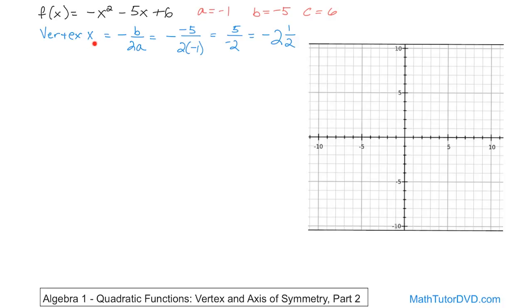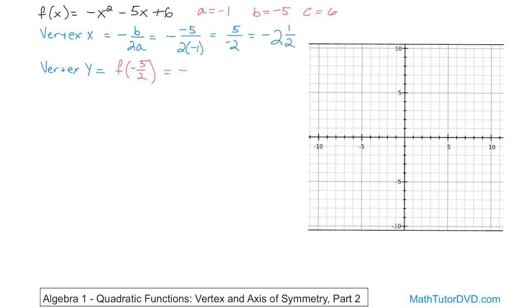Now how do we find the y component? We just take what we found for the x-coordinate of the vertex and we plug it into our function. So for the y-coordinate of the vertex, we just plug it in. So we say f of, and we could put the negative 2 and a half in there, that's fine, but we're going to put the improper fraction in here. We'll put negative 5 halves, and we'll stick it in here. And it's going to be a little messy, I'm not going to lie to you, but we're going to work through it.